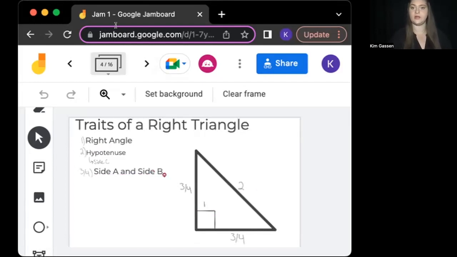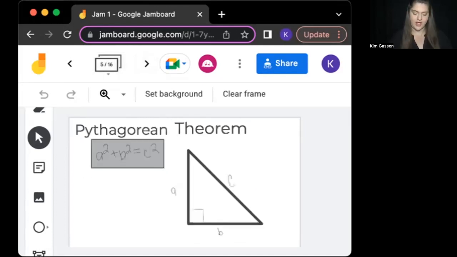Okay? So we're going to be using exponents on our sides. So Pythagoras' actual theorem is a squared plus b squared equals c squared. Okay? What this is saying is that the hypotenuse, side C, squared is the same amount as the sum of the other two sides, each squared. Okay?